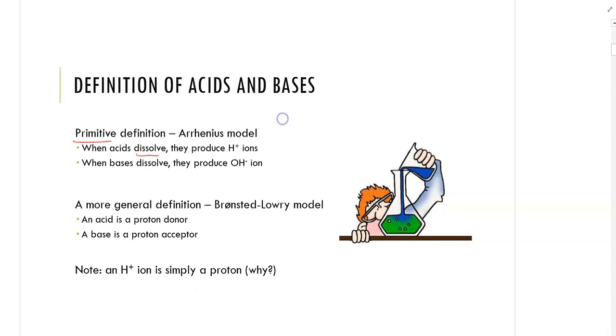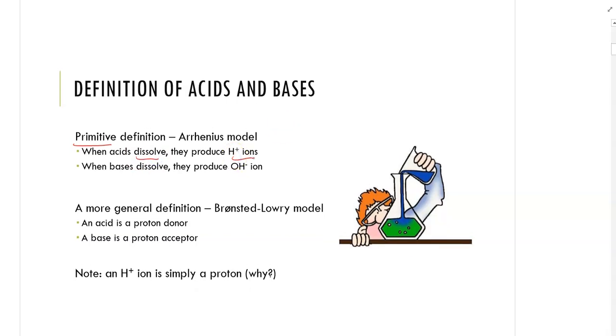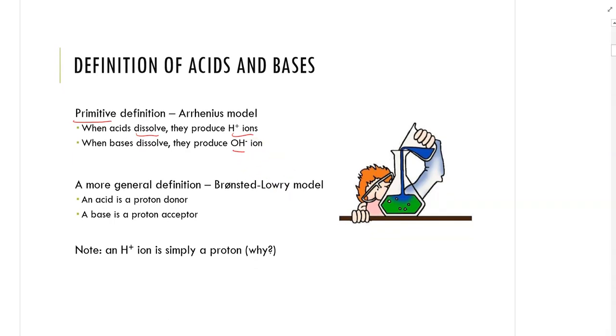So when acids dissolve, they produce H+ ions. Meaning, when they dissolve, somehow, some way, there are more H+ ions in solution as a result. On the other hand, bases, when they dissolve, also produce something, in this case its counterpart, the OH- ion.